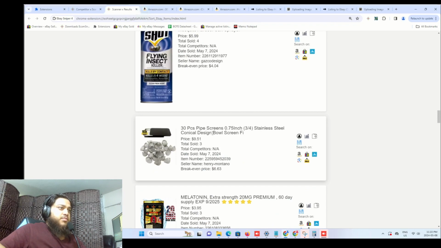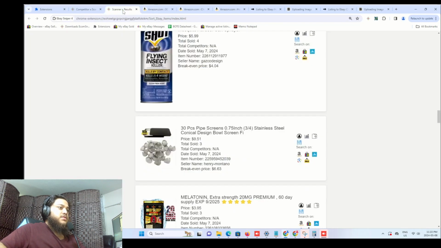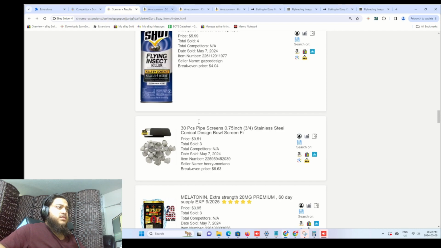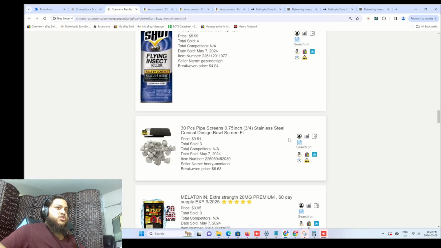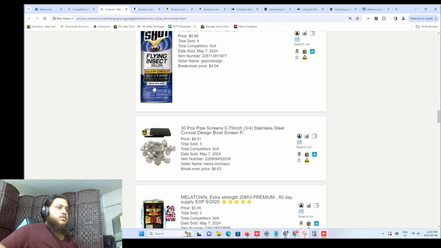Okay. 30-piece pipe screens. 70-piece pipe screens. 951, 663 is our breakdown. So pipe screen, 3/4 inch, 30 pieces. This is 30-piece stainless steel conical design bowl screen. Okay, I believe it's the same thing. Okay, let's go for it.